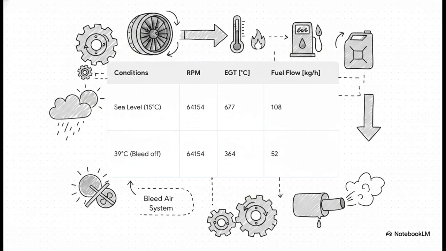Now look at that second row. Even on a much hotter day at 39 degrees Celsius, if you turn the bleed air off, the EGT plummets down to 364 degrees, and fuel flow gets cut in half to 52 kilograms per hour.